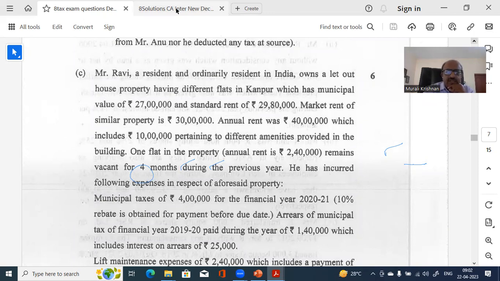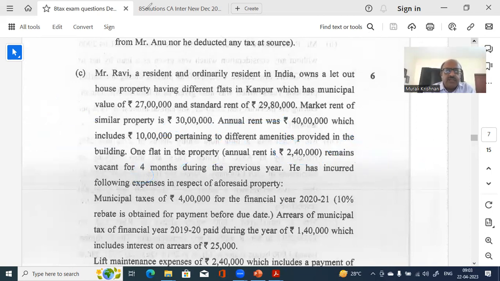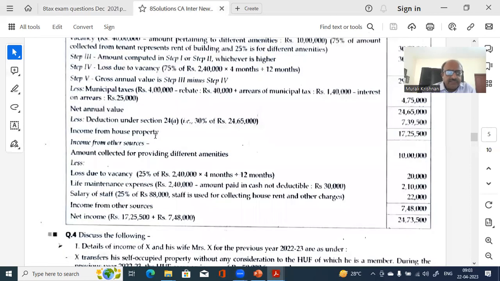Why that 25 they have taken is because, mind you, when he's paying the 2,40,000, he's paying towards rent and he's paying towards other facilities, amenities. Now, what is the ratio between these two? 10 lakhs divided by 40. So that is 25%. So out of this 2,40,000, vacancy related issue for this 10 lakhs is how much? 25%. That is what they have deducted here.